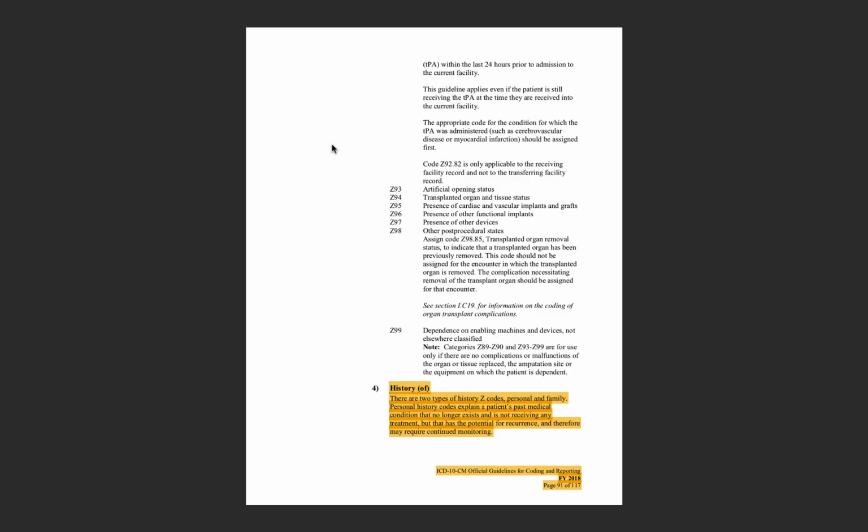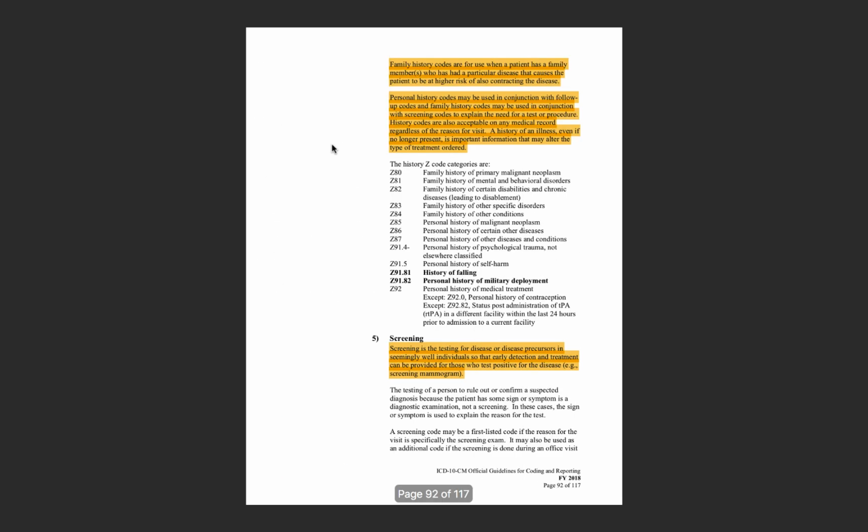Number 4, you have history of. These are the common Z codes that you will see. You have two types of histories, personal history and family history. Personal history codes explain the patient's past medical conditions that no longer exist and that the patient is not receiving treatment for. Family history codes are for use when a patient's family has had a particular disease that causes the patient to be at a higher risk.